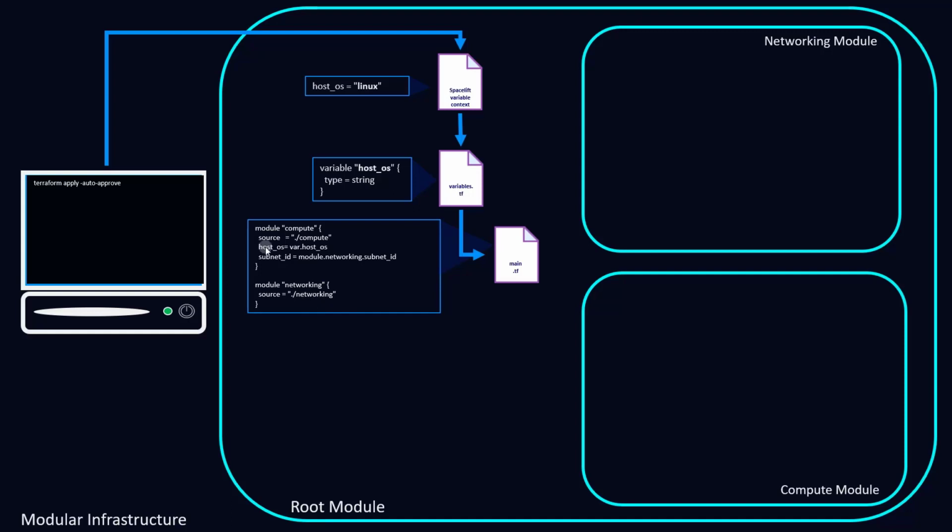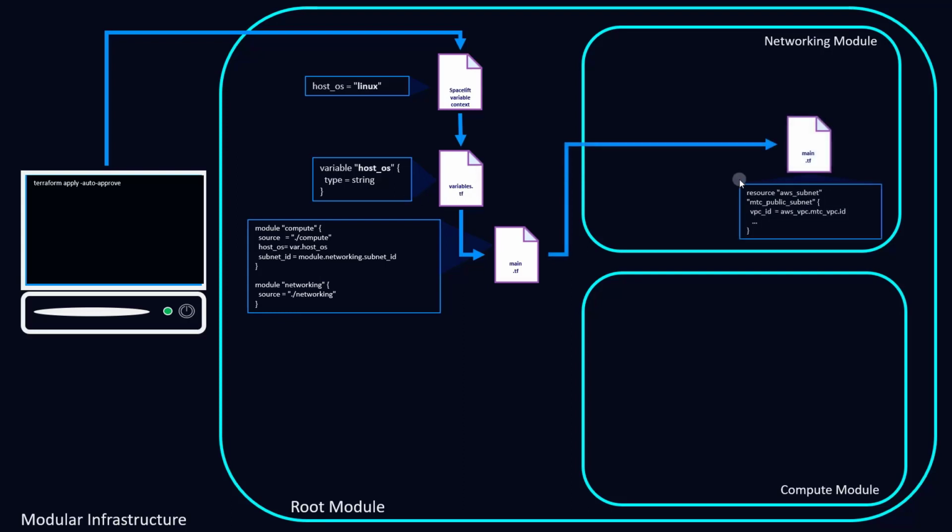And then what we do is we pass in this variable, hostos, var.hostos. So hostos now equals Linux for the compute module. So we're essentially setting the variable definition here instead of, say, a terraform.tfvars file. Now, as you can see, we also have subnet ID here, but I will discuss that very soon.